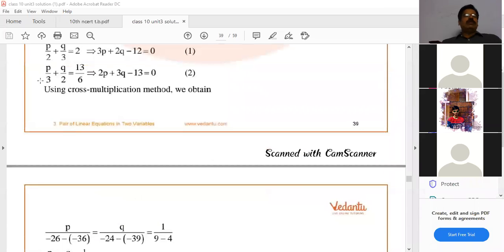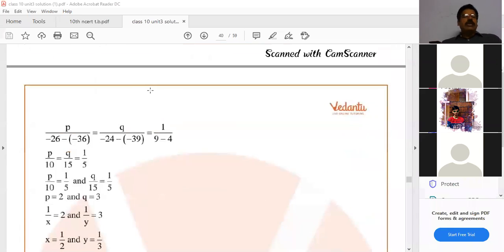What are A1, A2, B1, B2? See, A1 means 3. A2 means 2. B1 is 2. B2 is 3. C1 is minus 12. C2 is minus 13. So that you have to substitute here.